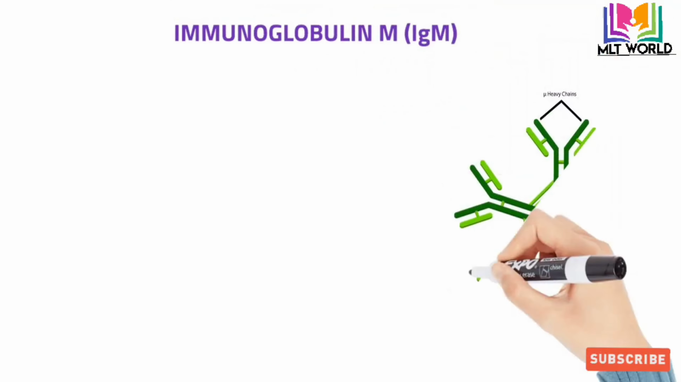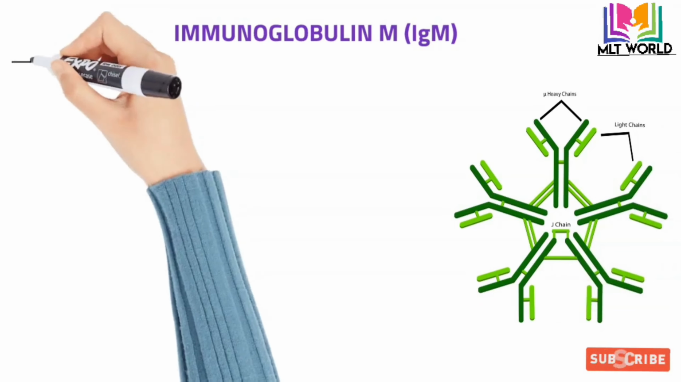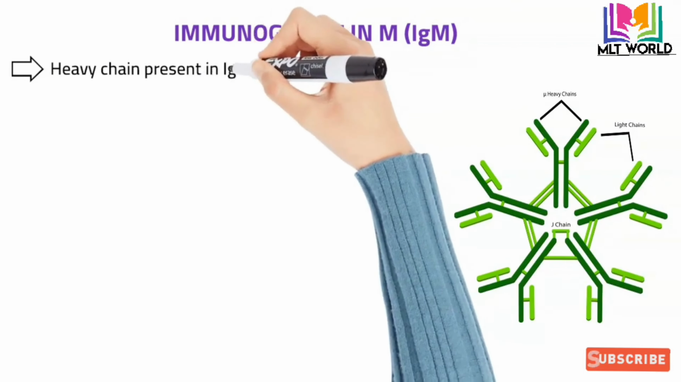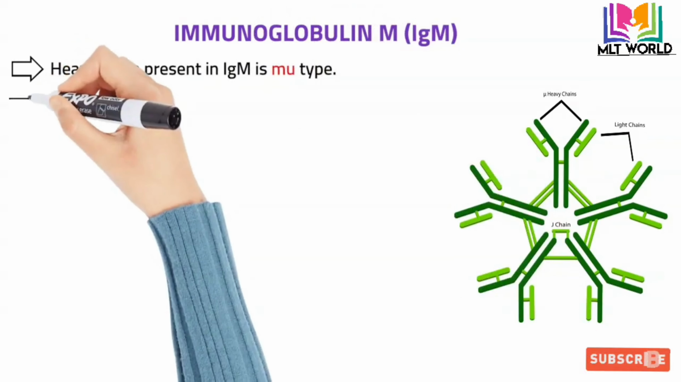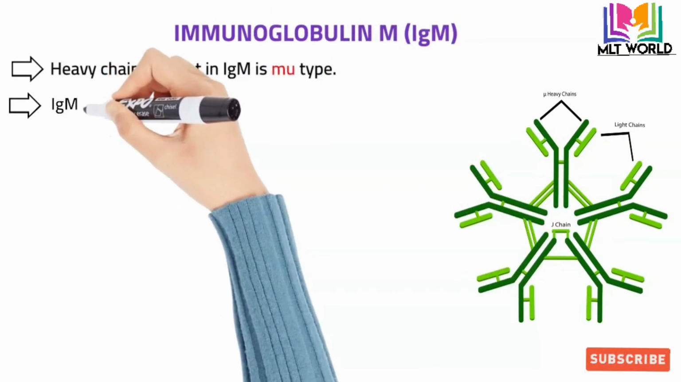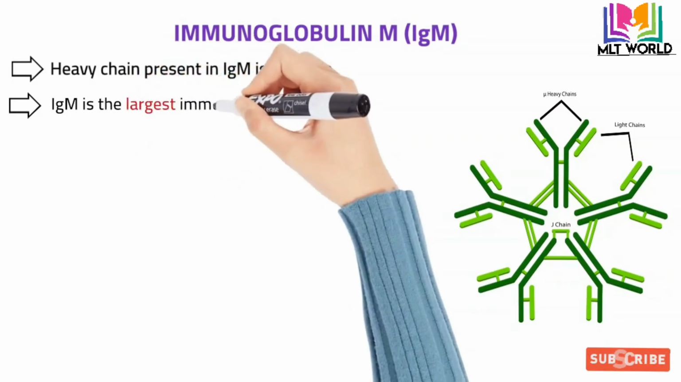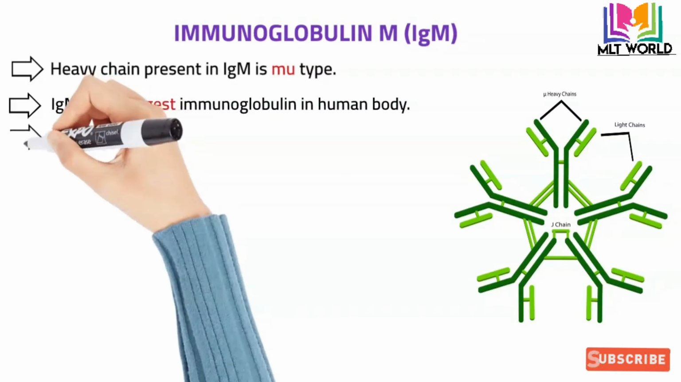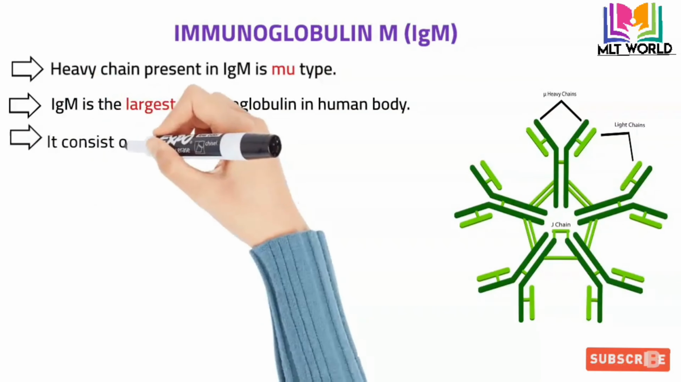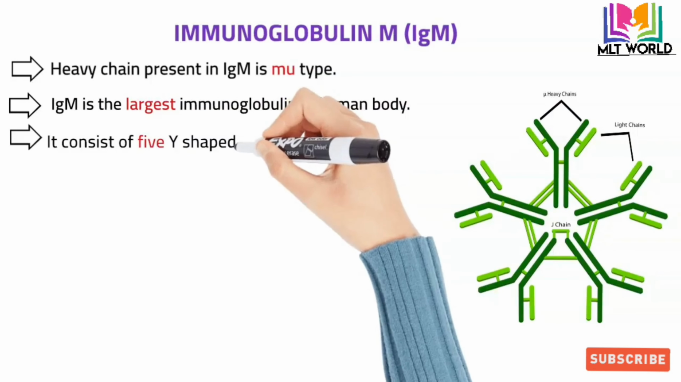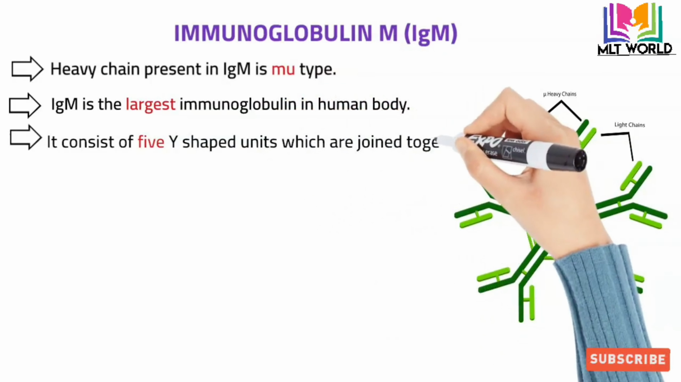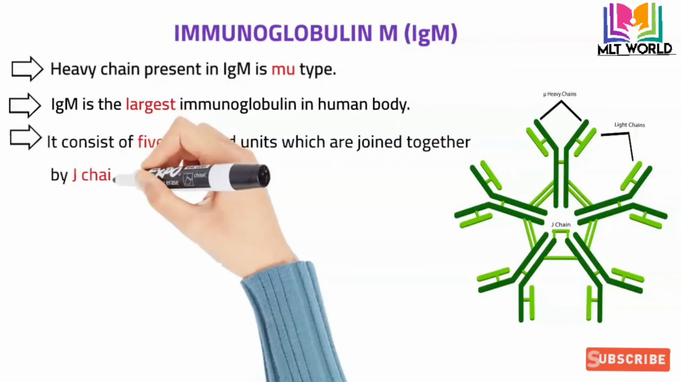Next immunoglobulin is immunoglobulin M. Immunoglobulin M is the largest antibody found in our blood. IgG was the smallest and IgM is the largest, and the heavy chain present in immunoglobulin M is mu type. As you can see from the diagram, it consists of 5 Y-shaped units which are joined together by J chains.